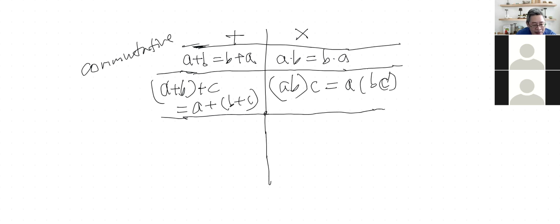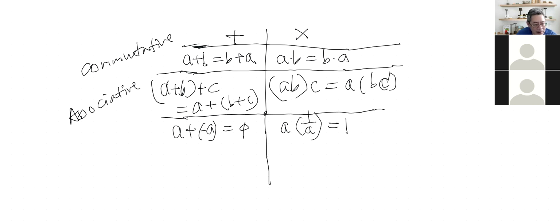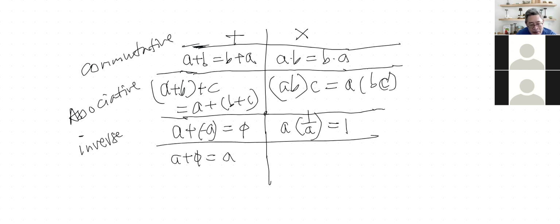This is called the associative property. Then we have a plus its opposite equals 0, and a times its reciprocal is 1. That is our inverse. And we have a plus 0 is a, and a times 1 is a, so that's the identity.